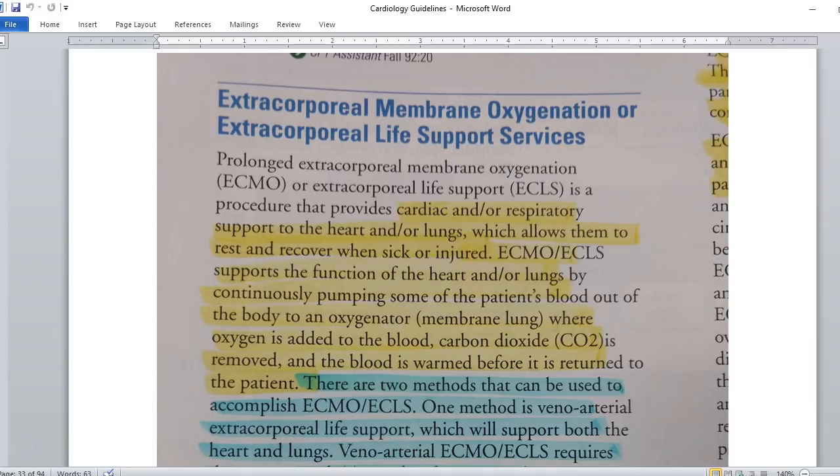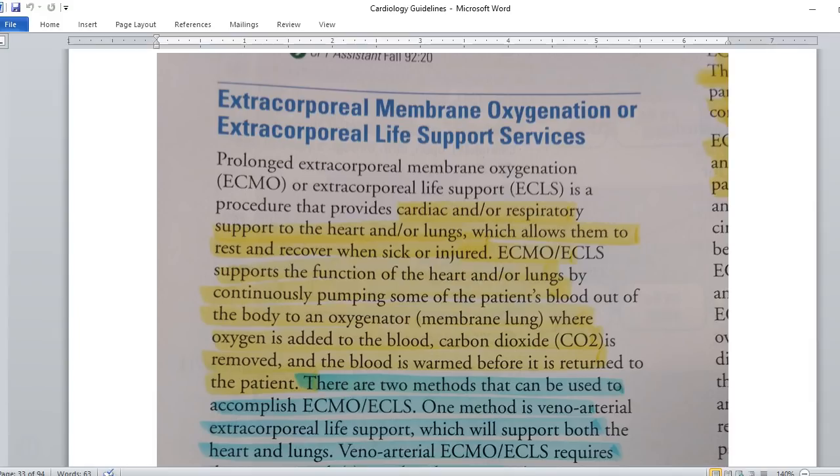So let's talk about a little bit about ECMO and ECLS, okay? So ECMO is extracorporeal membrane oxygenation. ECLS is extracorporeal life support. Okay, and as it tells us, it is a procedure that provides both cardiac and respiratory support to the heart and or lungs, which allows them to rest and recover when sick or injured.